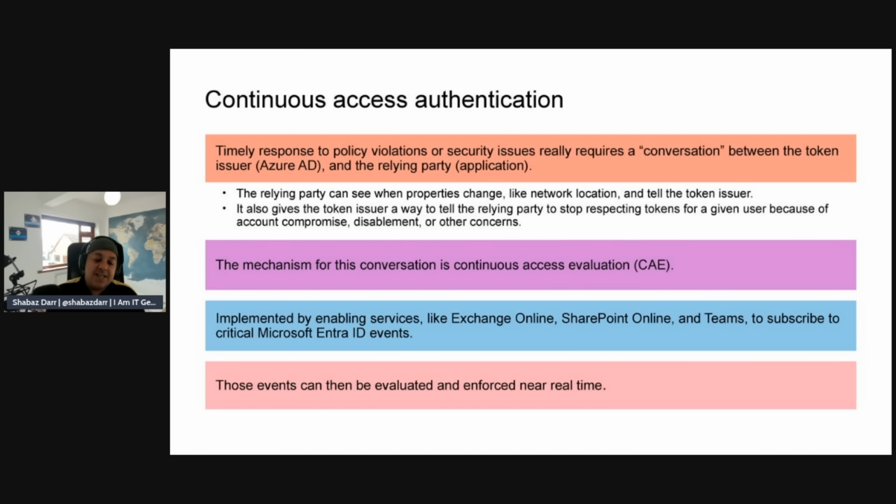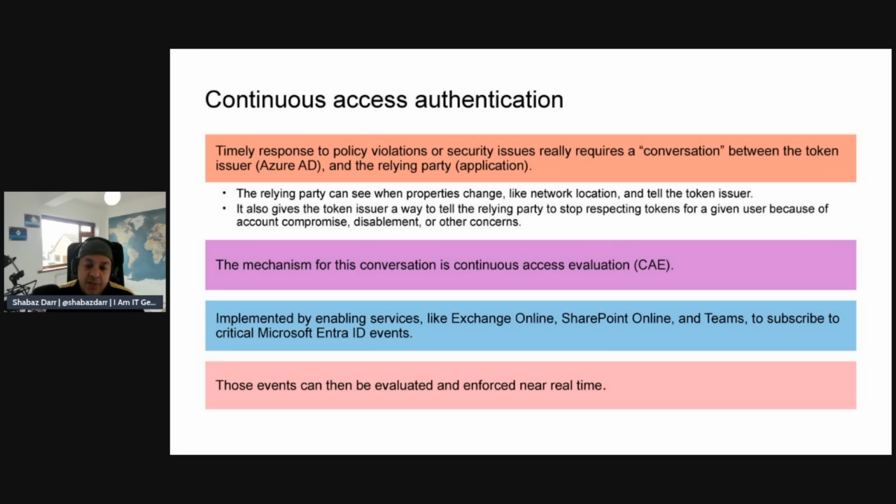We talk about continuous access evaluation. This is a timely response to policy violations or security issues. It really requires a virtual conversation between the token issuer, which is Entra, and the relying party, which is the application. We need to make sure that the relying party or application can see when properties change, like the network location, and then report that to the token issuer. It also gives the token issuer a way to tell the relying party to stop respecting tokens for a given user.